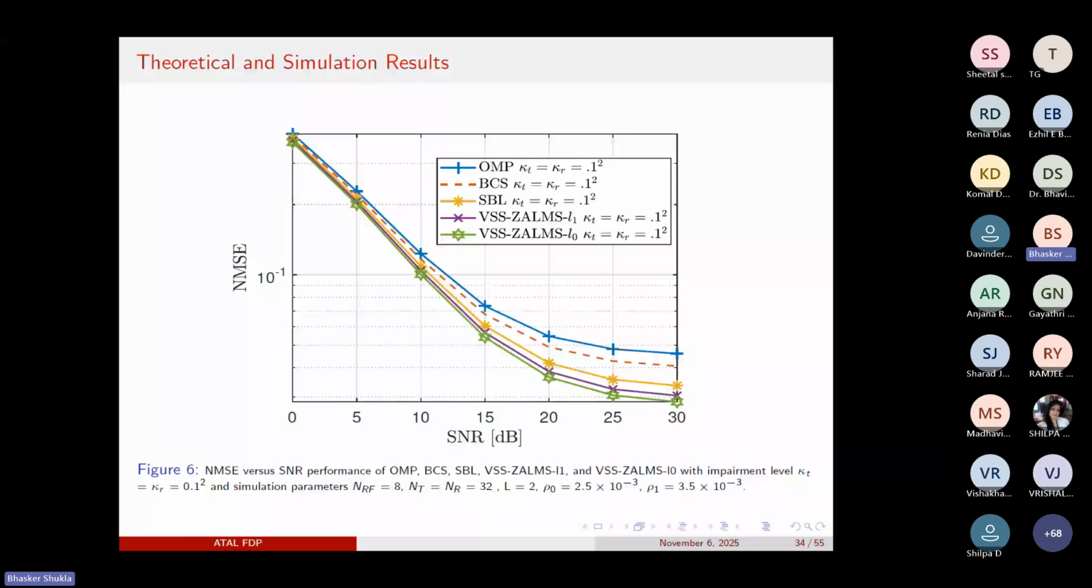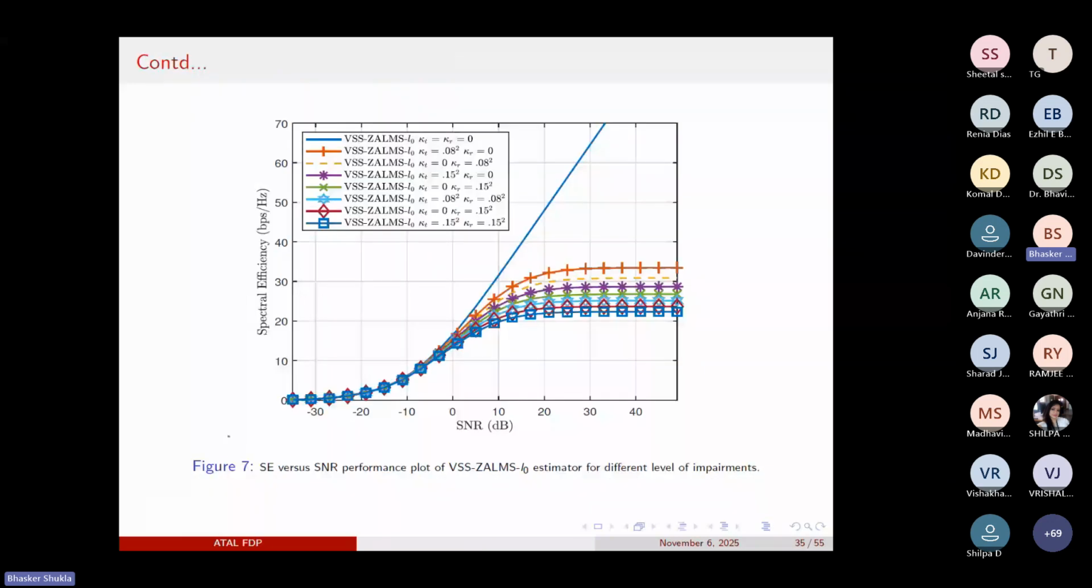So here the proposed one, that is the variable step size ZA-LMS L0 with kappa T and kappa R, means the proportionality factor is 0.1 square. Corresponding to that, we can see that the proposed algorithm offers a lower NMSE floor for the same SNR as compared to the existing algorithms. So on the basis of that, here is the plot for spectral efficiency versus SNR.